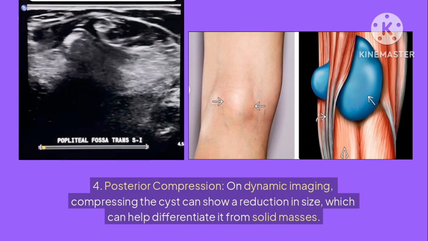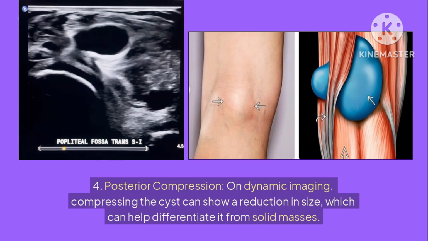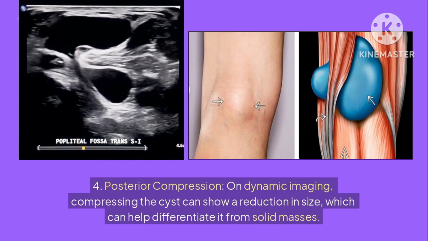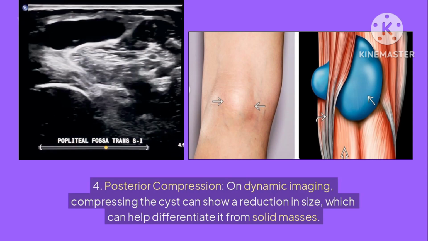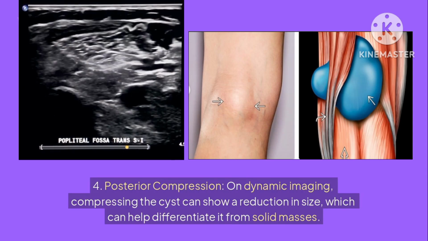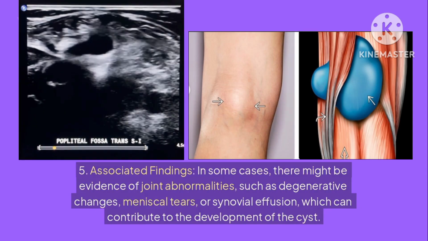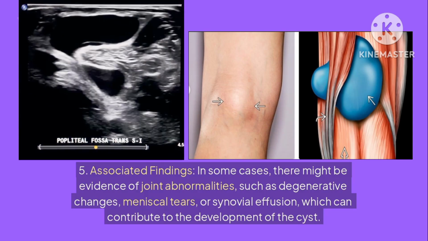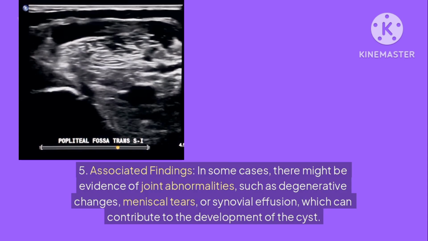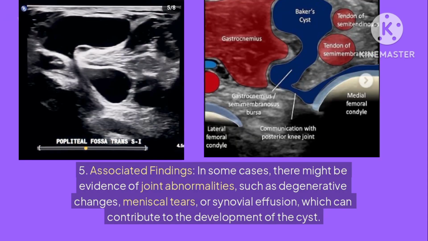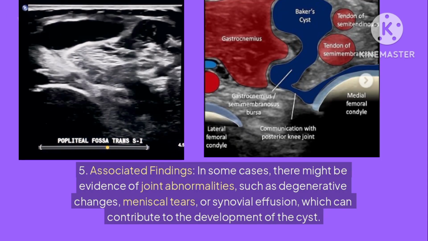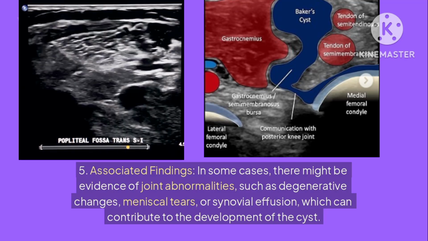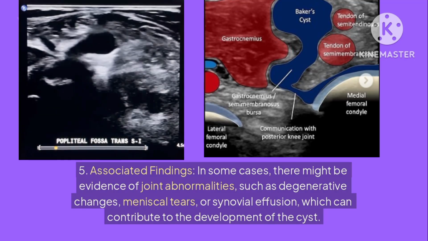4. Posterior compression. On dynamic imaging, compressing the cyst can show a reduction in size, which can help differentiate it from solid masses. 5. Associated findings. In some cases, there might be evidence of joint abnormalities, such as degenerative changes, meniscal tears, or synovial effusion, which can contribute to the development of the cyst.